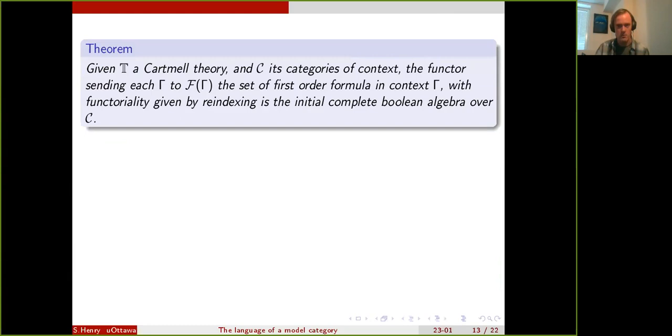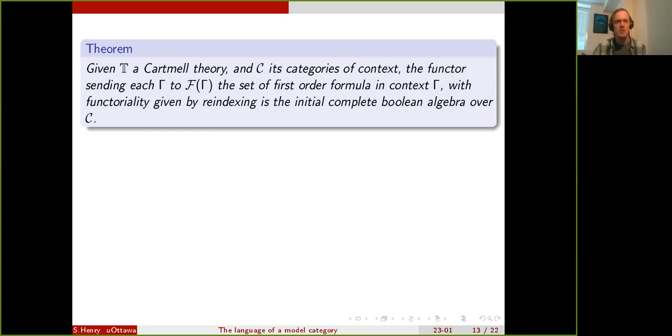I can't remember, so I'll just go to my example. What's interesting about defining the set of formulas as an initial object is that it implies that every time you have a complete Boolean algebra over C, you get a natural morphism from the set of formulas to this object, so an interpretation of the formulas.